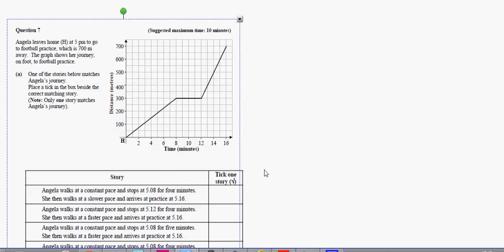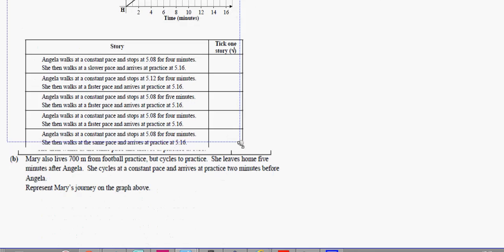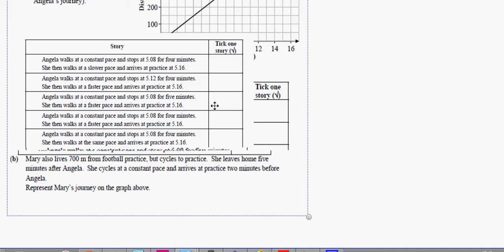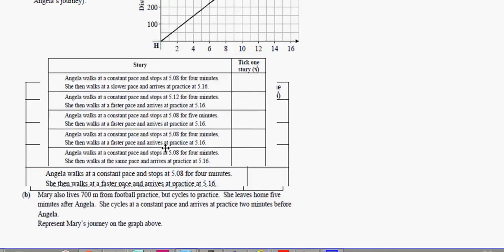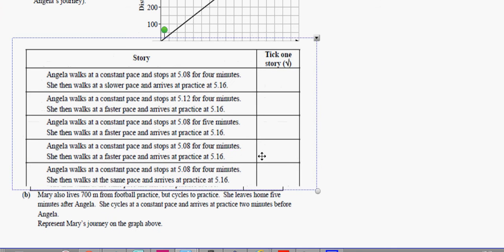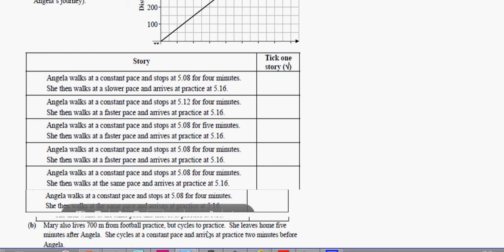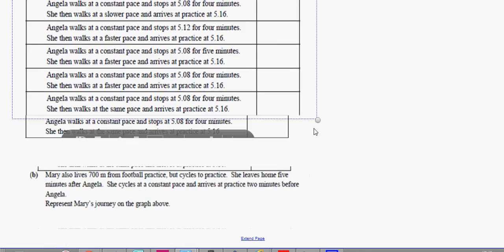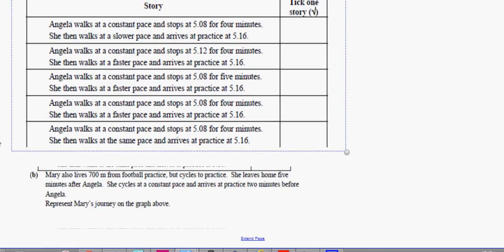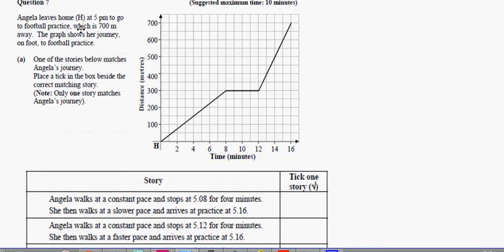Angela leaves home at the following time. We'll just extend this out a little. Angela leaves home H at 5 PM to go to football practice, which is 700 meters away. The graph shows her journey on foot to football practice. One of the stories below matches Angela's journey. Place a tick beside the correct box. Let's see what happens.